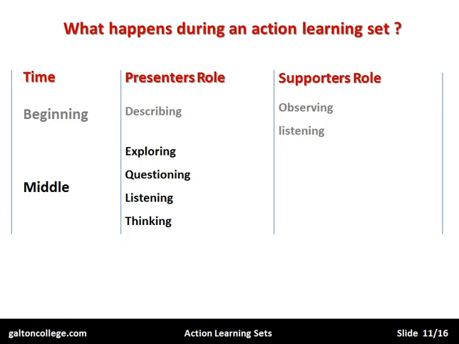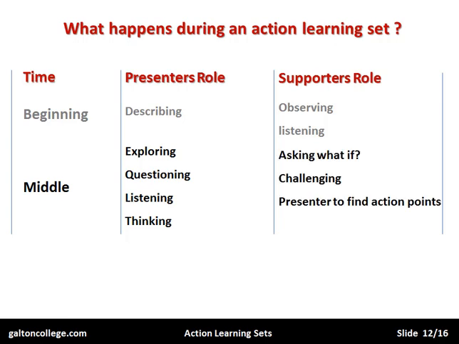And then, of course, thinking. Thinking is important because it synthesizes what's been said. It somehow takes the fairly disparate comments, the separated comments that may have been made by individual members of the set. It takes those comments and forms them into a coherent package.